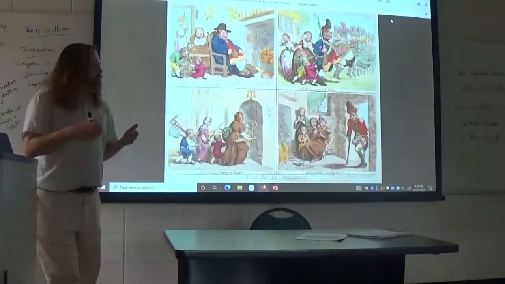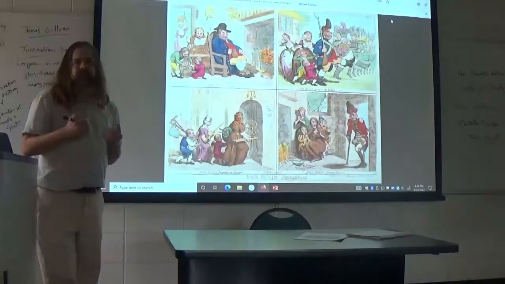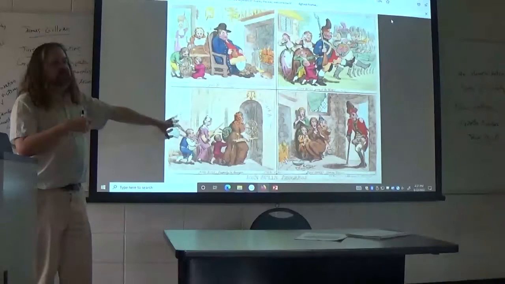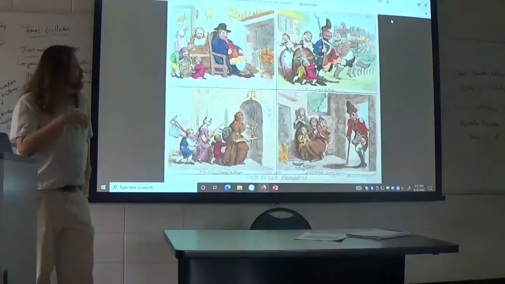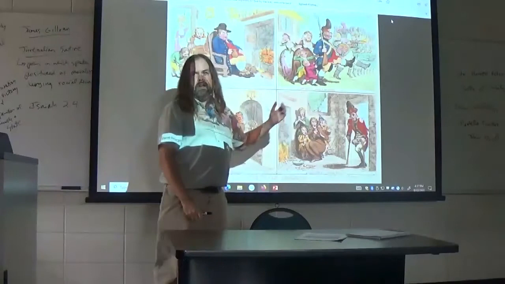So yeah, the basic argument here is that by sending all of the able-bodied men off to fight in wars, you are robbing families of their main support and sustenance. And given the state of John Bull when he comes home, are they ever likely to return to their former prosperity?